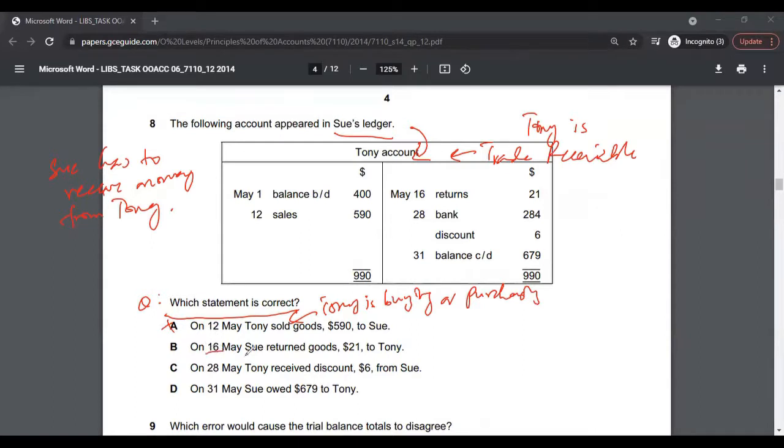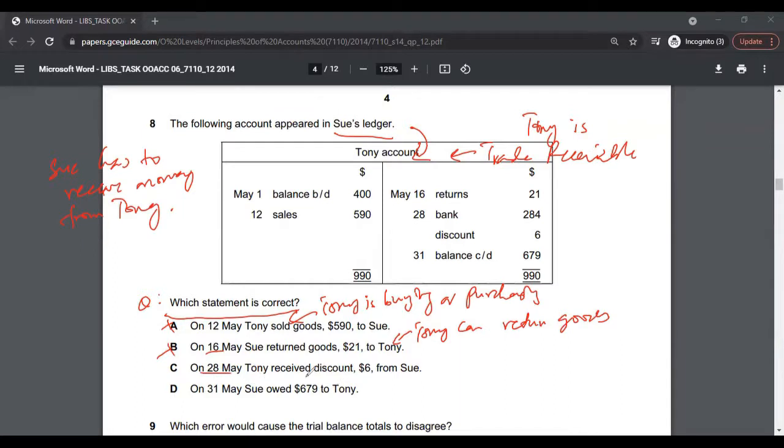Let's look at option B. On 16th May, Sue returned goods, $21 to Tony. Sue cannot return. Only Tony can return goods. So again, option B is false.